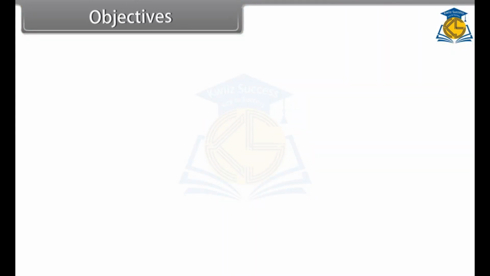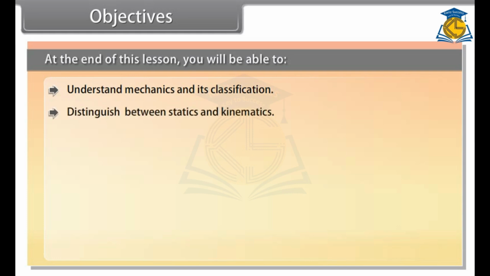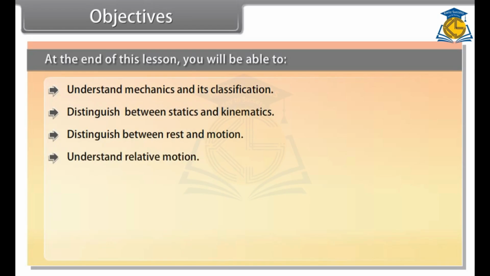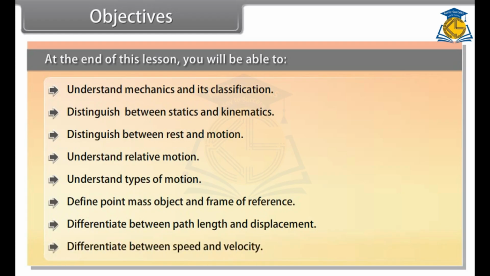Objectives. At the end of this lesson, you'll be able to understand mechanics and its classification, distinguish between statics and kinematics, distinguish between rest and motion, understand relative motion, understand types of motion, define point mass object and frame of reference, differentiate between path length and displacement, differentiate between speed and velocity.